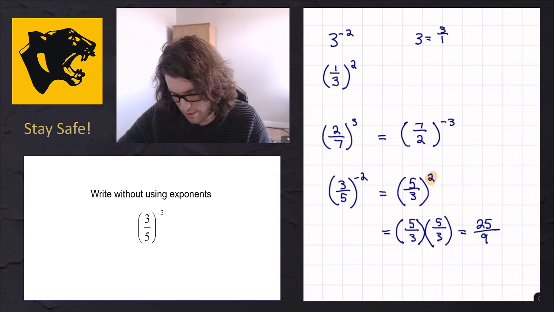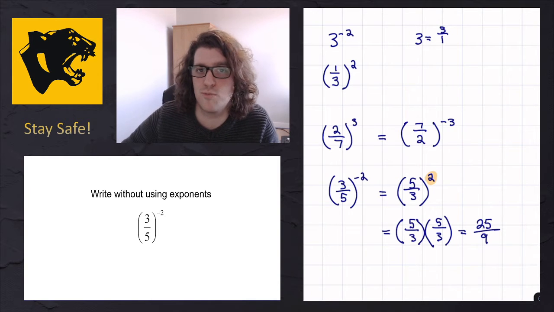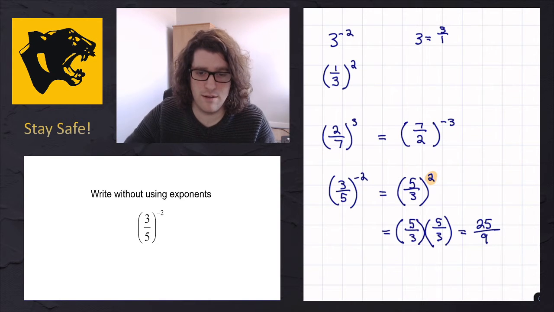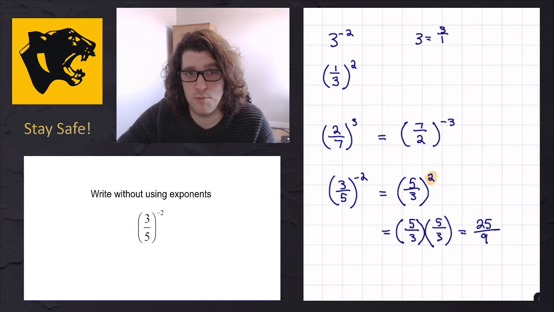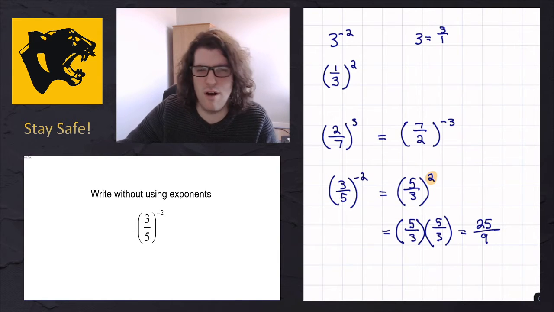So the way that I've written this in the end, I have 25 and 9, neither of which is currently expressed using any exponents at all. So I've done what the question asked me to do, which is write this particular 3 over 5 to the negative 2 power by using no exponents. All right, so I'll come back to talking about our exponent laws in just a second.